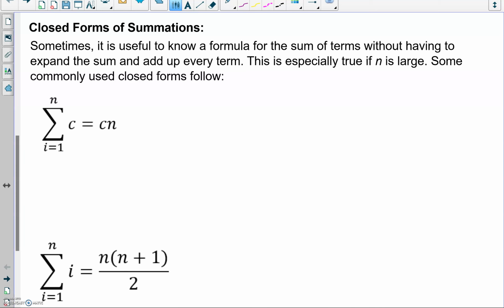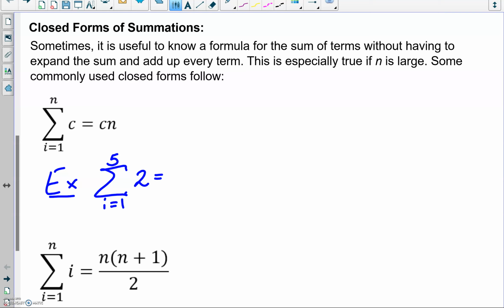So some common closed forms that you're going to see would be like this one here. You got I equals 1 to N of C. C is just some constant. So you would just be able to take that constant times N in order to get to the answer. And in an example here, just to put some context: if you had I equals 1 to 5, so we start at 1, go up to 5, there's basically going to be 5 terms here, and we just have the constant 2.